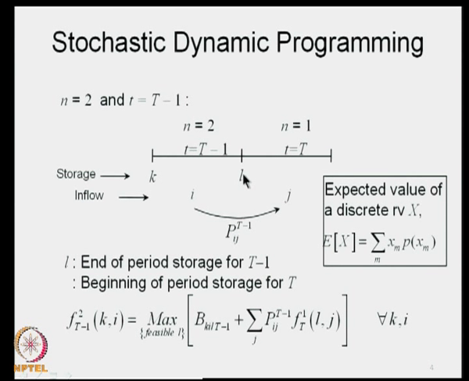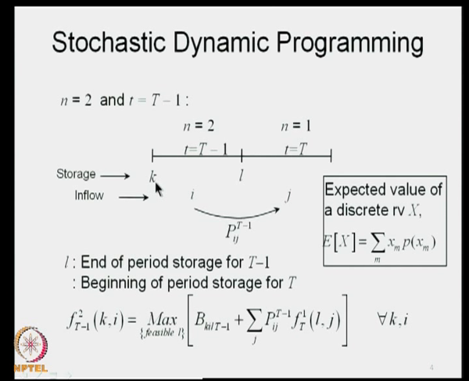We are making search over all possible values of L and picking up that particular value of L which will maximize the system performance over these two periods together. In fact, which will maximize the expected value of the system performance measure over these two periods together. That is the problem that we are posing at stage number 2. I repeat that for a given K value, for a given I value, we are looking for that particular value of L among those possible values of L, such that the expected value of the system performance over these two periods together is maximized.